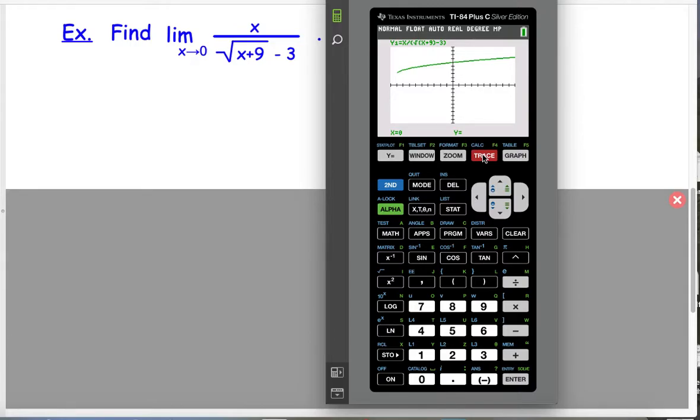But it does look like as my graph is approaching x equals 0, there is some y value that it's approaching. So that's where I'm going to go ahead and say, well, what if I'm over here at -1? My y value is 5.82. How about if I was a little bit closer to x equals 0? How about -0.5? Now my y value is 5.915.